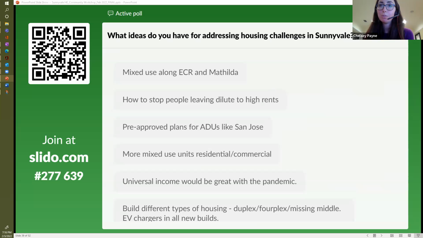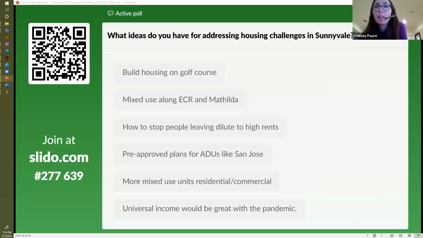Universal income would be great with the pandemic. More mixed use units, residential, commercial. Pre-approved plans for accessory dwelling units like San Jose. How to stop people leaving, dilute high rents. Mixed use along El Camino Real and Matilda. Build housing on golf course. All right, do we have any more ideas that people want to share? And we will be documenting all of this as part of our meeting summary. So thank you for all your ideas and contributions.